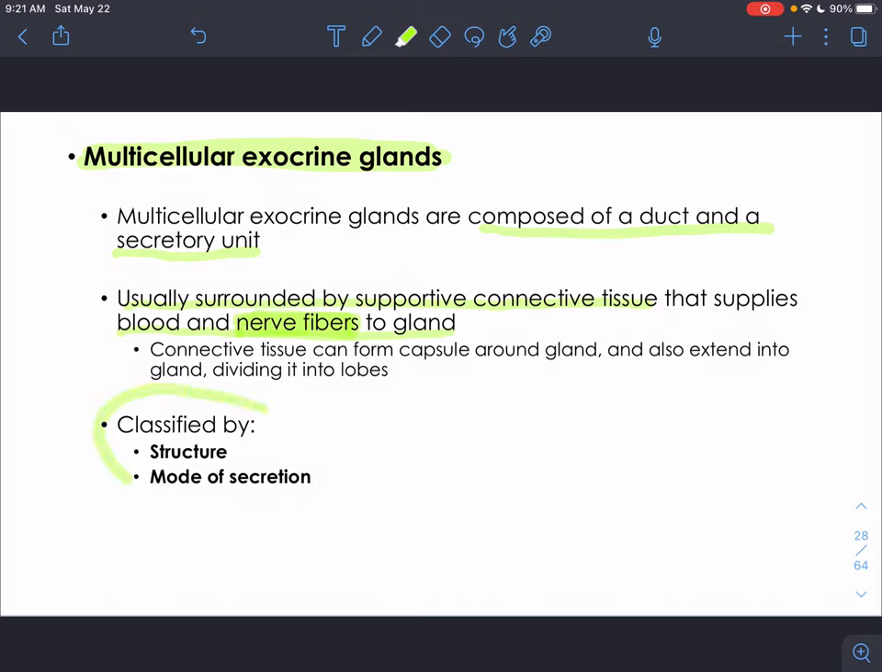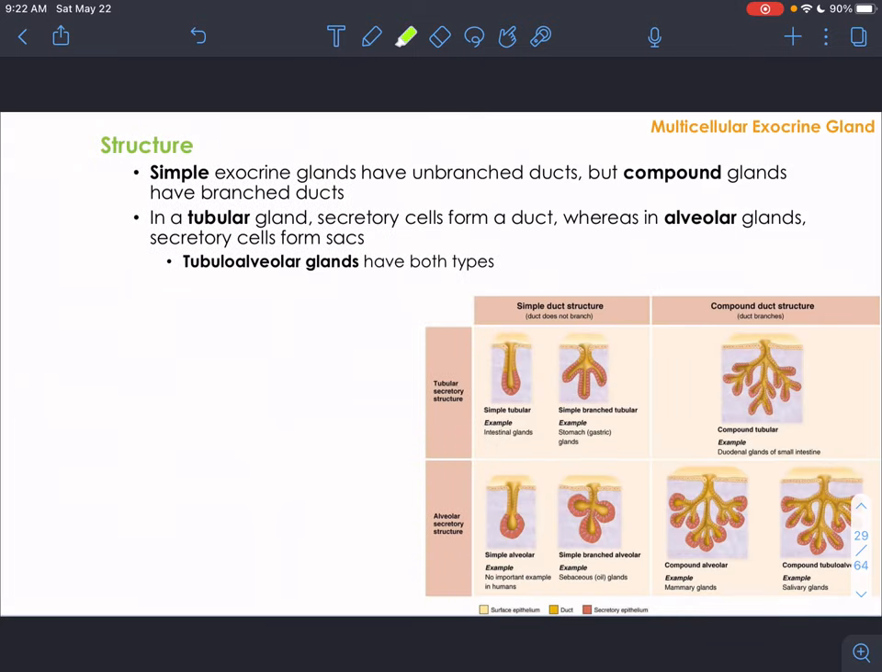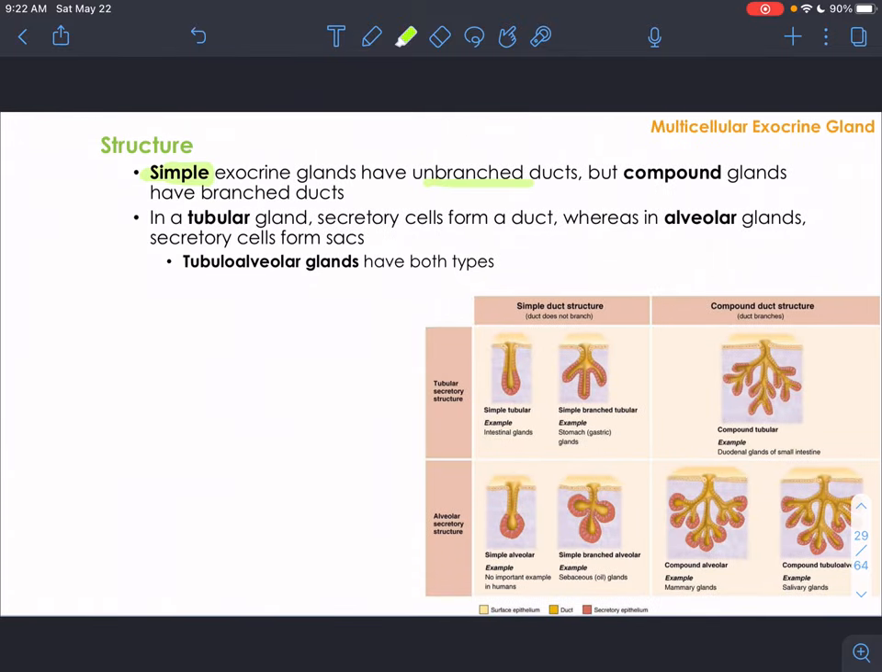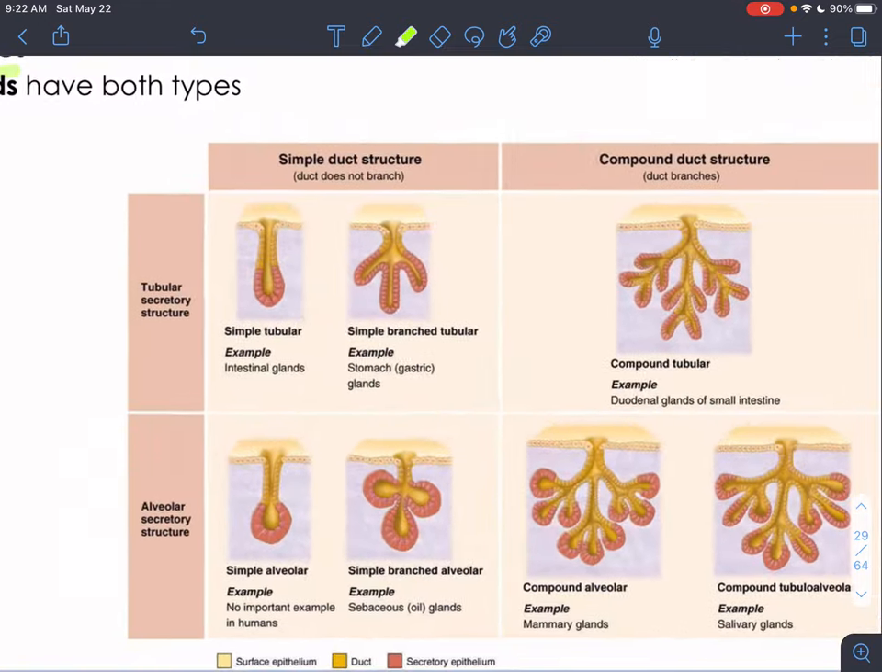The multicellular glands can be classified in two ways, by their structure and also the mode of secretion. So again, we're breaking these down even further. So we have its structure. Simple exocrine glands have unbranched ducts. Compound glands have branched ducts. We can have tubular glands, where the secretory cells form a duct. Alveolar glands, the secretory cells form sacs. Okay, so here is what those look like.